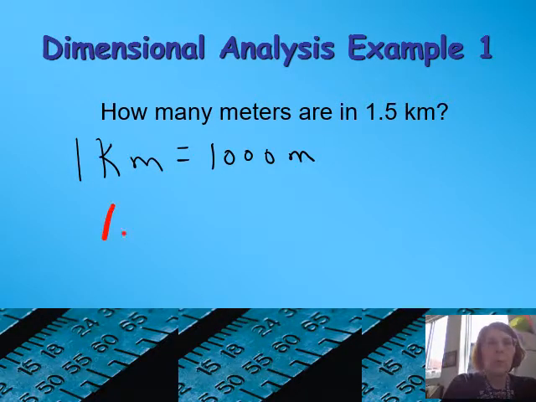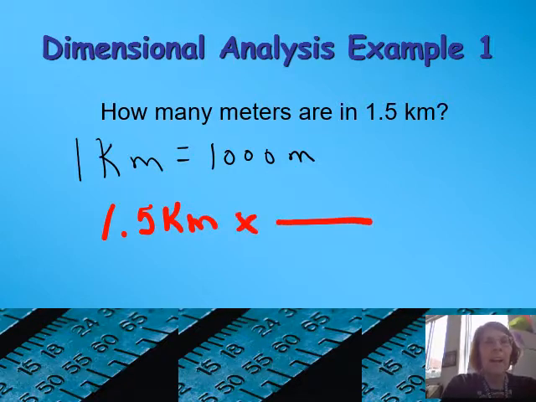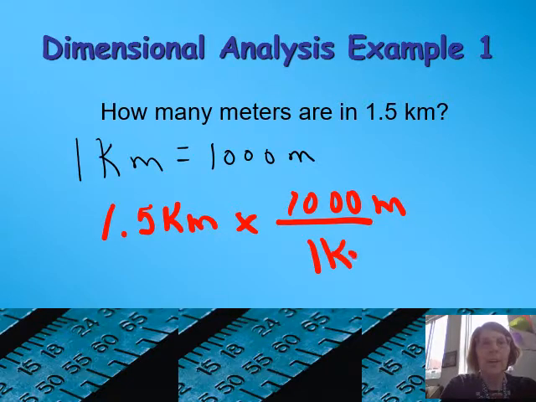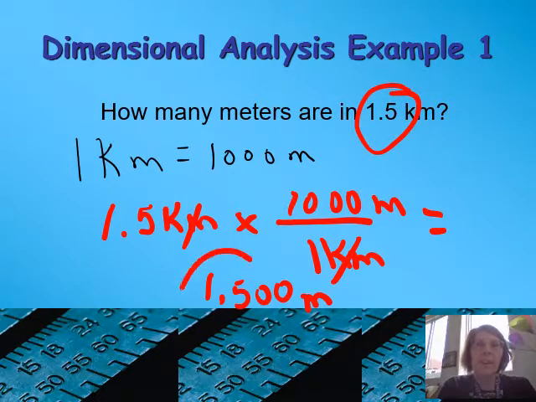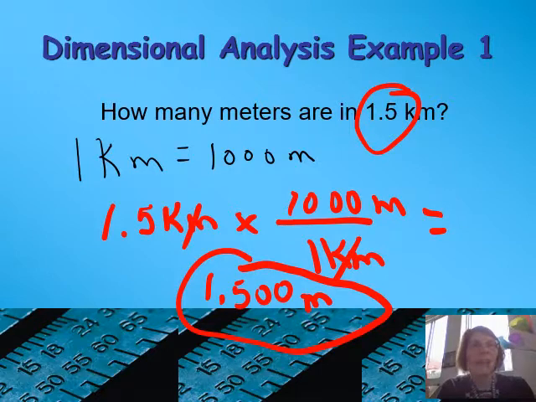So we're going to start out with 1.5 kilometers. The thing I want always goes on top. The thing I'm starting with goes on the bottom. Kilometers cross out. I multiply 1.5 times 1,000, so I end up with 1,500 meters. This has two significant figures, and so does this. So then I'm done.